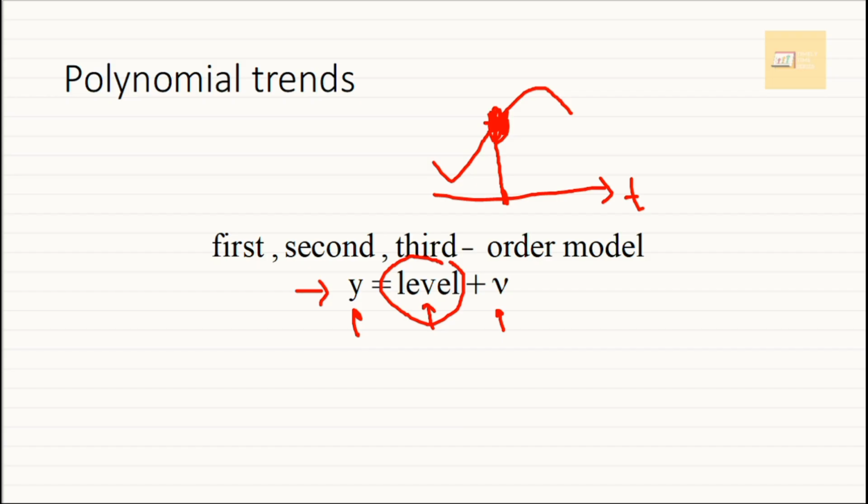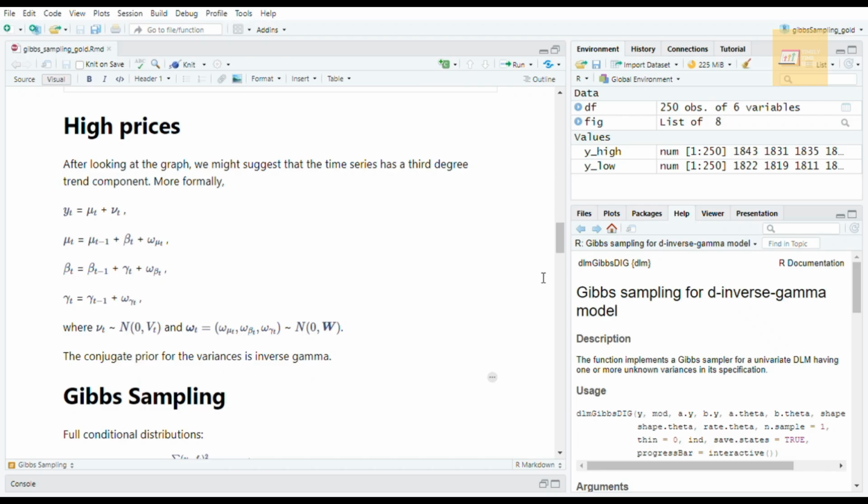Now let's look at how it is defined, especially how we define the level for the third order, more formally. These equations are how we define the third degree trend component. Actually, there are two representations of dynamic linear model. The first is through mathematical equations like this, and the second is by using matrix representation. I'm going to use the mathematical equations for now. So the first equation here is the one that we see in the slide earlier. It's the observational equation.